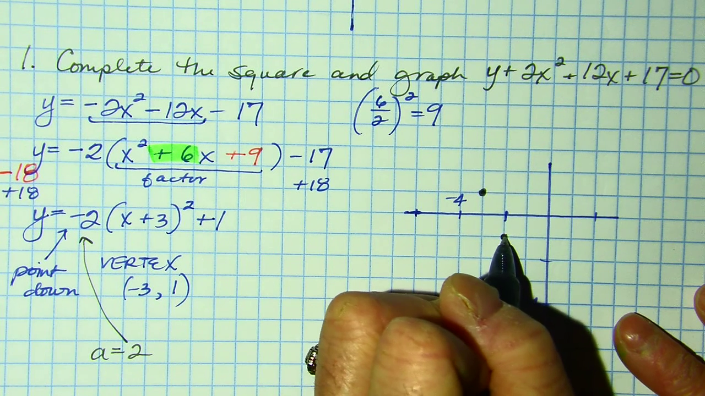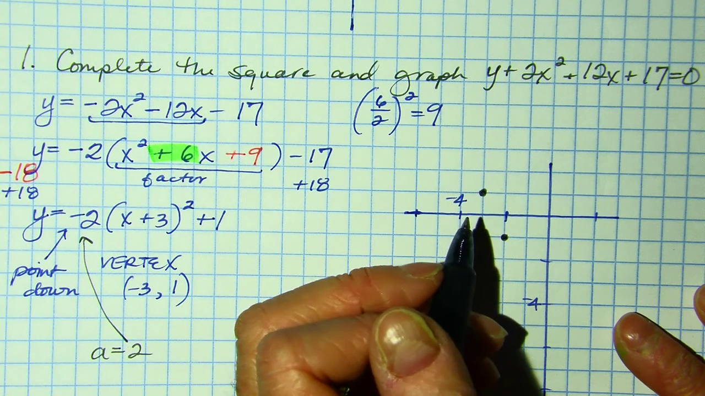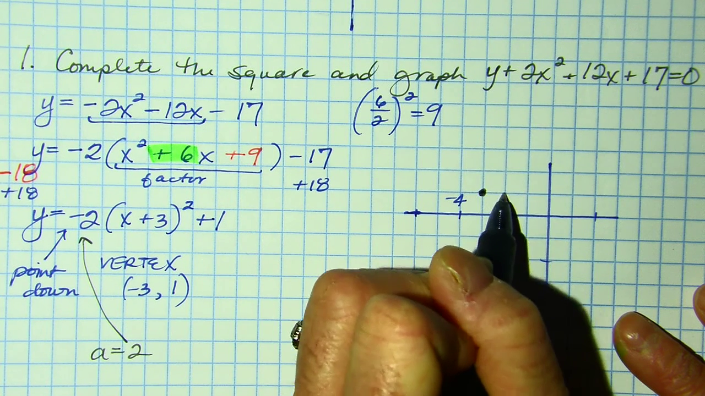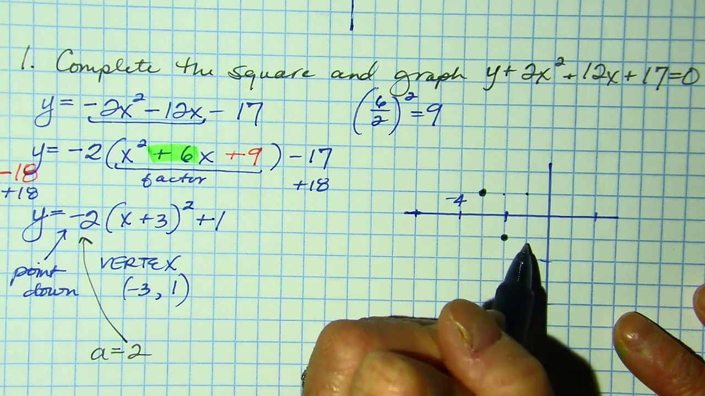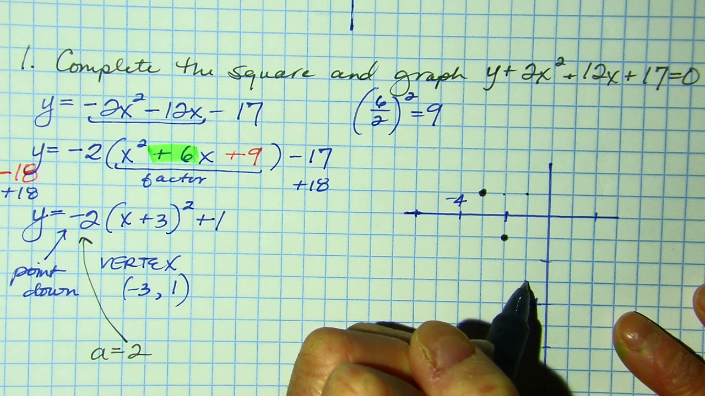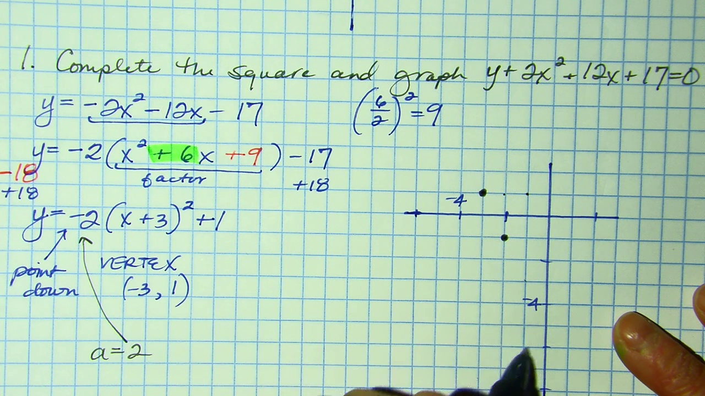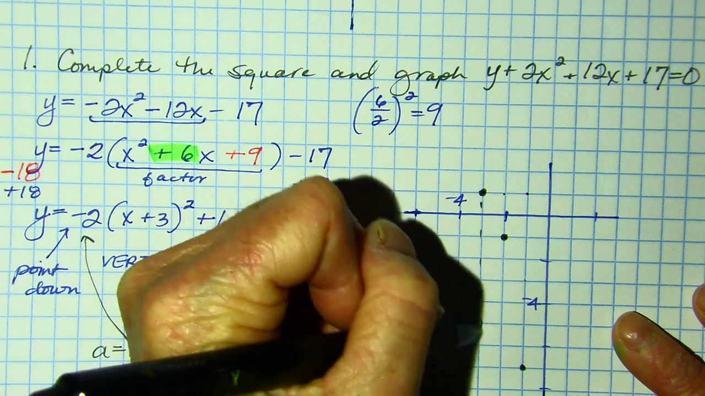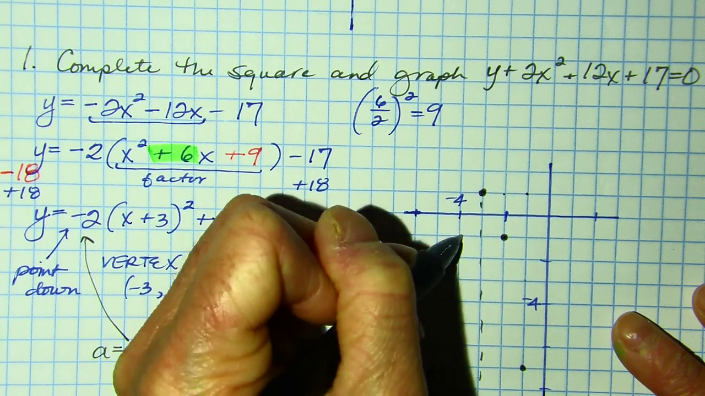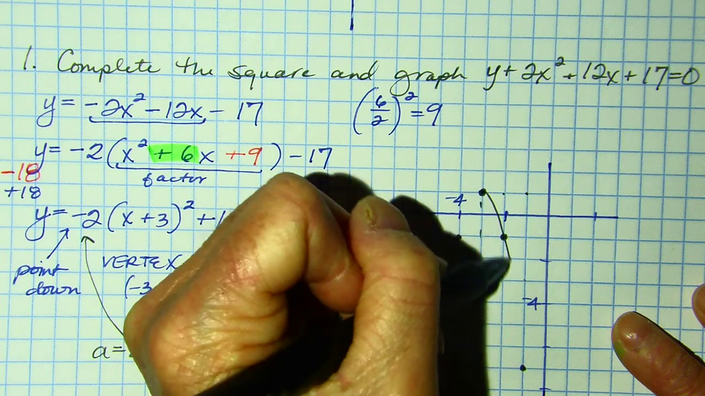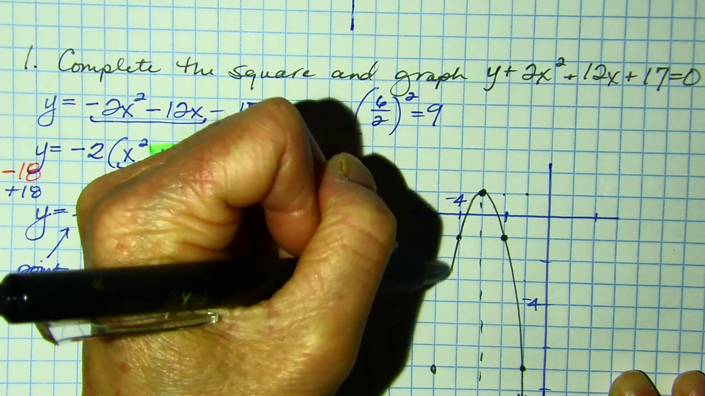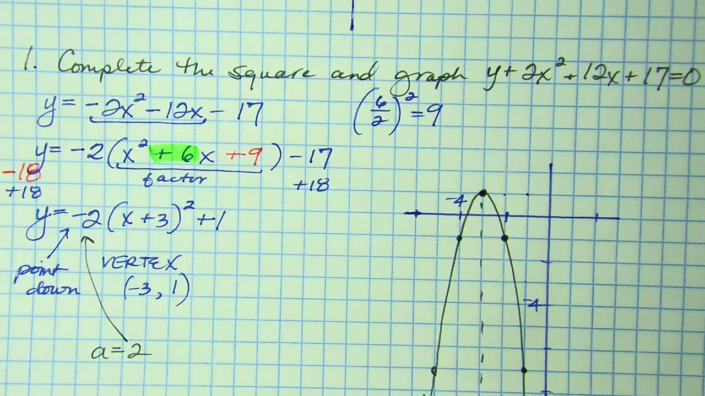Now you can build a table, you can use Desmos, but this is much faster. If x is 2, so starting from your vertex, 1, 2, 2 squared is 4, but 4 times 2 is 8, so I need to go 4 more. And then I'm just going to reflect those points across, and there is my graph. Look how beautiful that is.